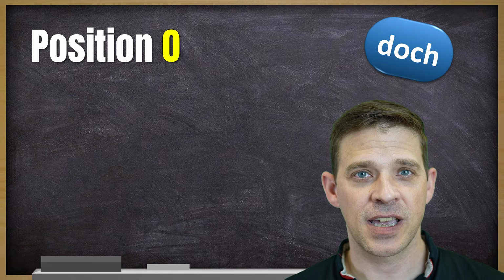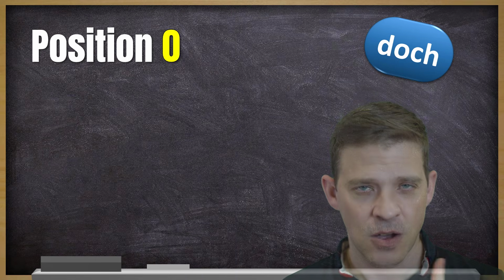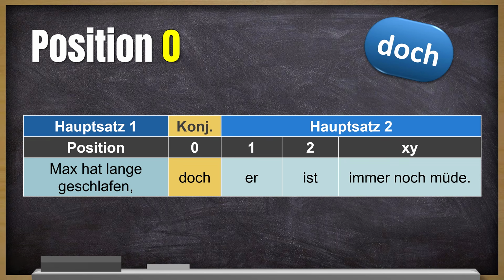Positioning. Doch ist auf Position 0. Das ist eine Konjunktion. What do I mean? When you look at here the sentence, Max hat lang geschlafen. Position 0 ist doch. Position 1 das Subjekt. Position 2, as it should be, the conjugated verb for a main clause and then the rest.